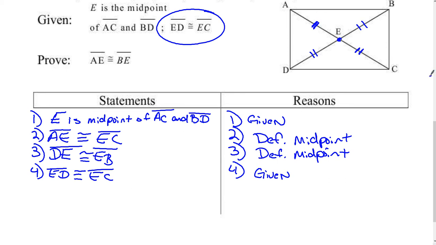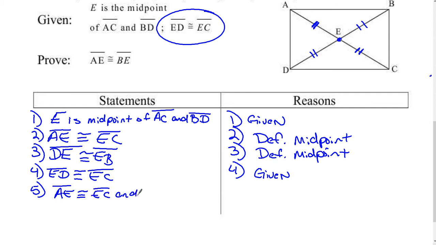Now I have to make a statement about this. So now I'm going to use a special property for this one. See if you guys can follow along. So for 5, I'm going to say that AE is congruent to EC, because I have that, right?